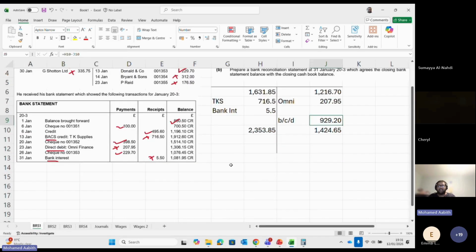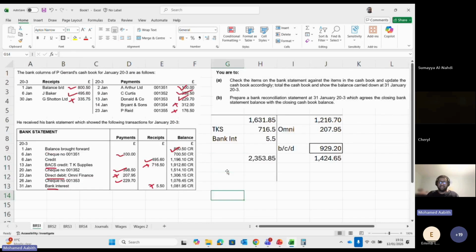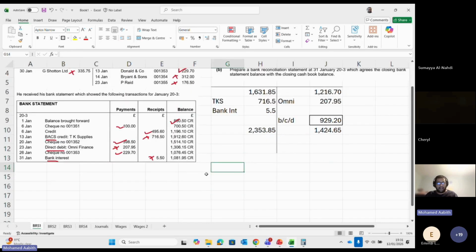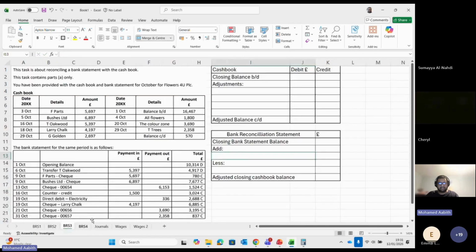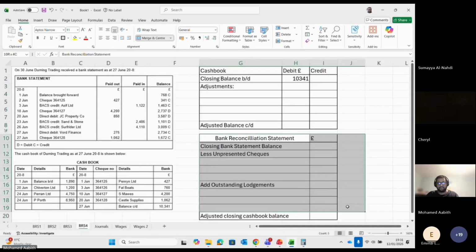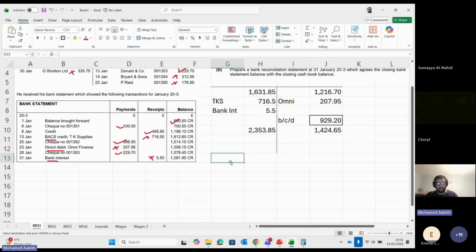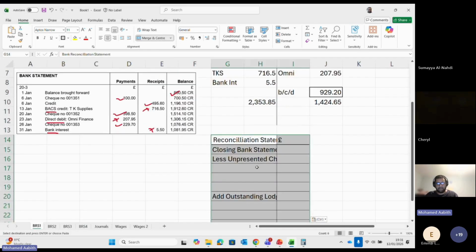So let's go back here and draw a bank reconciliation statement. What is the closing balance? I have a copied one anyway. So let me see whether I can find the bank reconciliation statement. Here we go, I do have one. So I don't have to redraft it again. Let's put that down here.